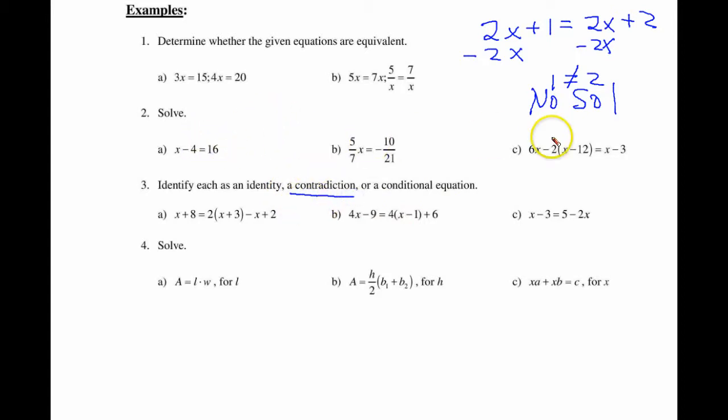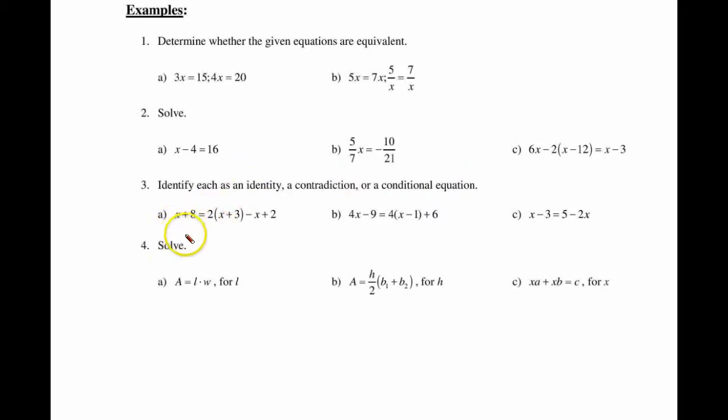And then up here where we had x equals a number, that is a conditional equation. If x is that specific value, it makes it true. So here, this is all real numbers. This one is no solution. And this is x will equal a particular value, a single particular value. All right, now let's take a look at these and see what they are.